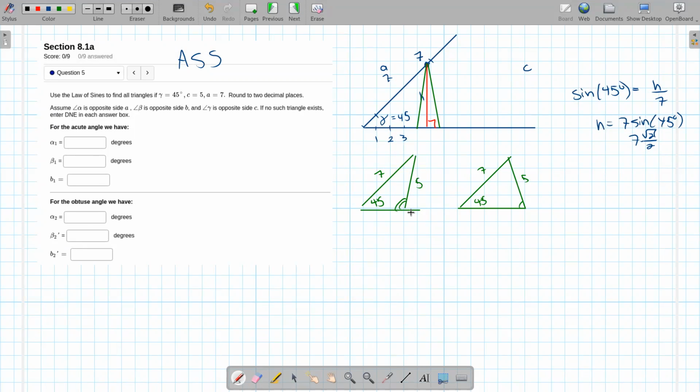Now, I mentioned a warning with the law of sines. Law of sines uses the sine, and the arcsine only knows about acute angles. So if we apply the arcsine directly, it's only going to tell us about this one right here, and we've got to figure out how to get the other one. So let's do it.